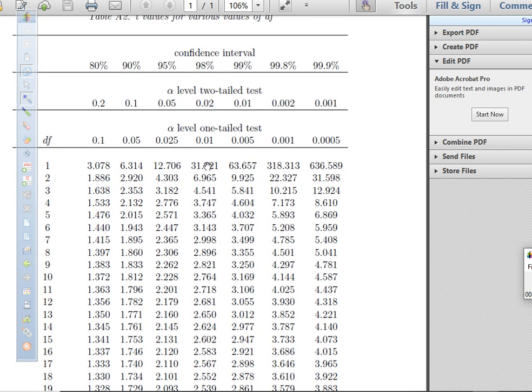critical values, because we don't take confidence intervals of 96.37%. We only care about the basic ones, 90%, 95%, stuff like that.